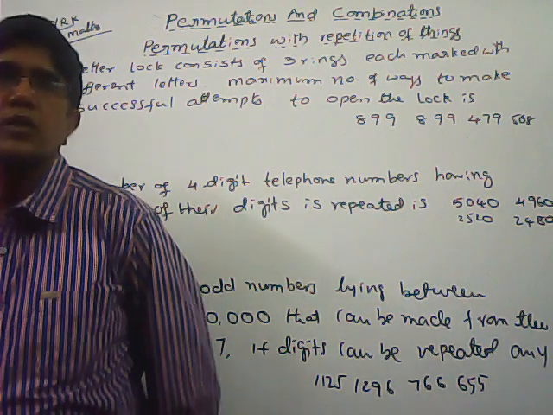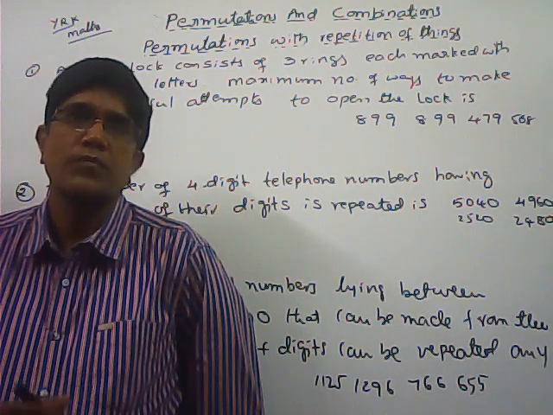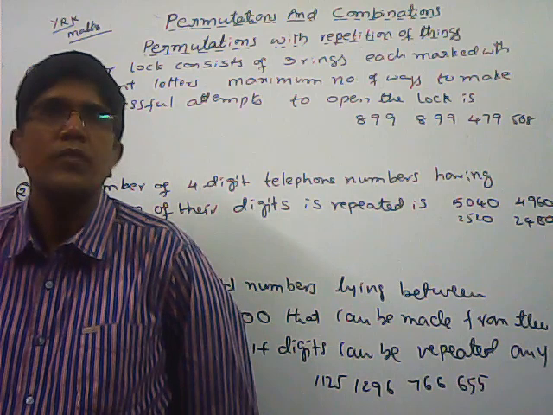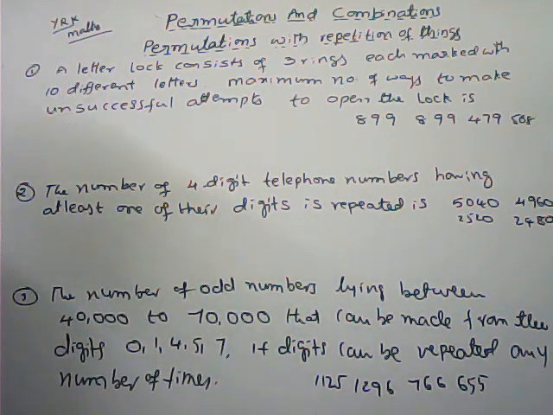Now in this video class I am going to explain permutations with the repetition of things. Permutations with dissimilar things was completed in the previous video class. Now, permutations with the repetition of things. Here repetition of things means each object can be repeated any number of times. There is no restriction here.